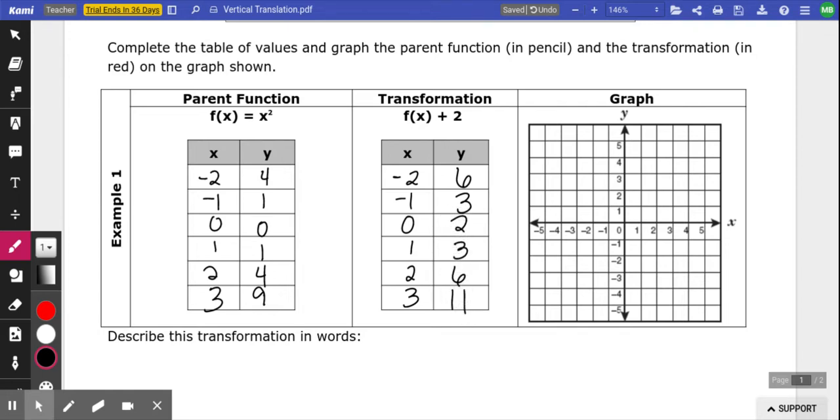Now I'm going to graph my relation. When x is -2, y is 6. When x is -1, y is 3. When x is 0, y is 2. When x is 1, y is 3. When x is 2, y is 6.